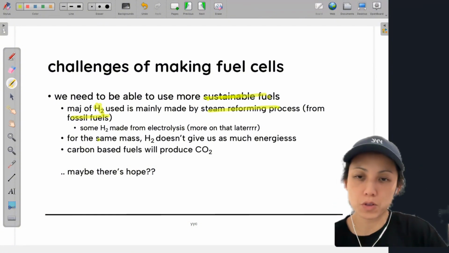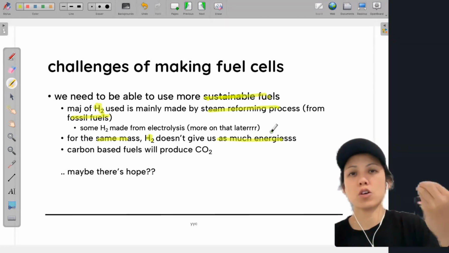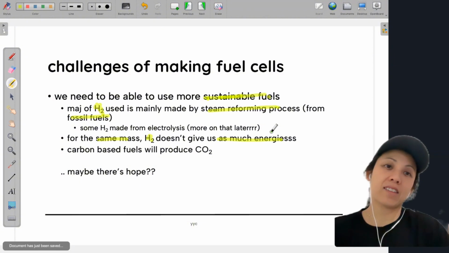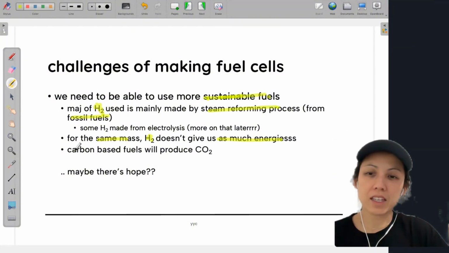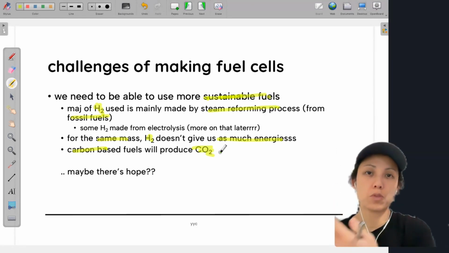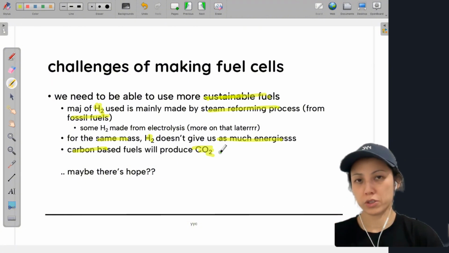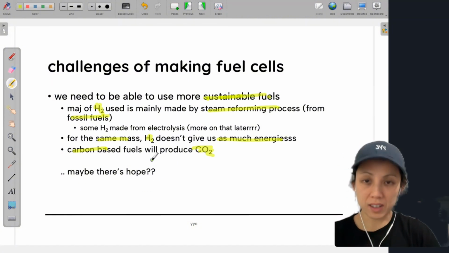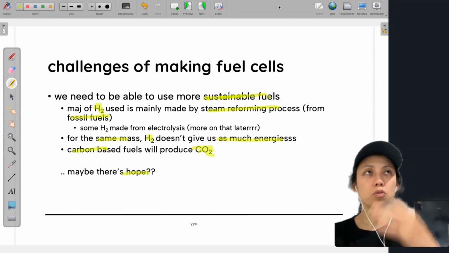The other thing is, for the same mass, the hydrogen doesn't give as much energy. So you actually have to use a lot more hydrogen to get the same energy as petrol in a combustion reaction, even though it's more efficient. Anything that's carbon-based is obviously going to produce carbon dioxide. So as we mentioned before, the example, ethanol, things like that, if we're using that form, you're going to produce carbon dioxide.